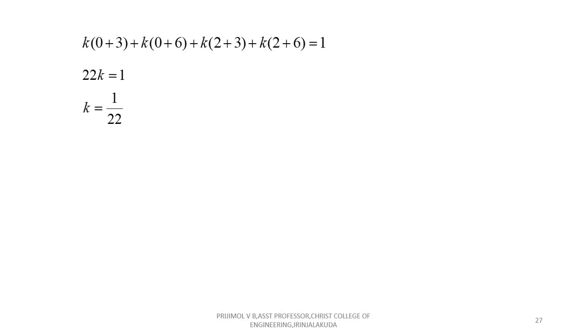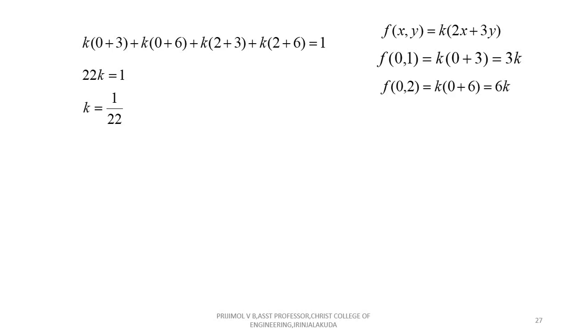Next I am going to find out the values one by one. So this is our joint PMF function. From this I will put x equal to 0 and y equal to 1. Put x equal to 0 and y equal to 2. Put x equal to 1 and y equal to 1. Put x equal to 1 and y equal to 2, and you have got all the values.